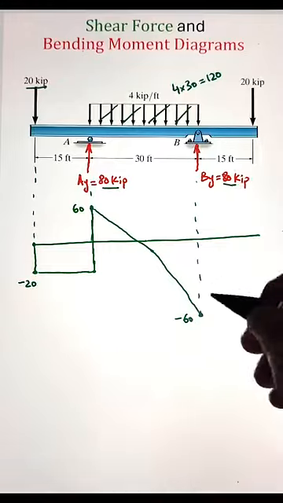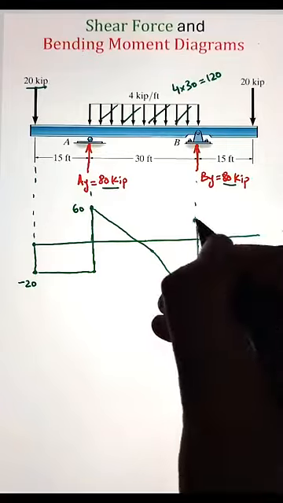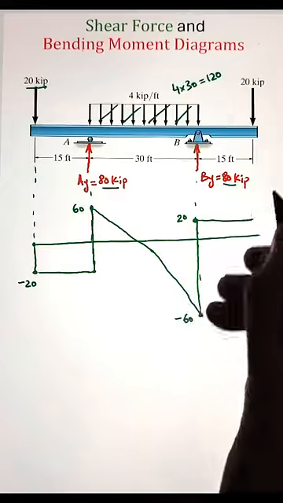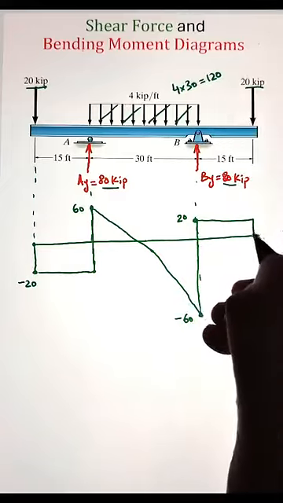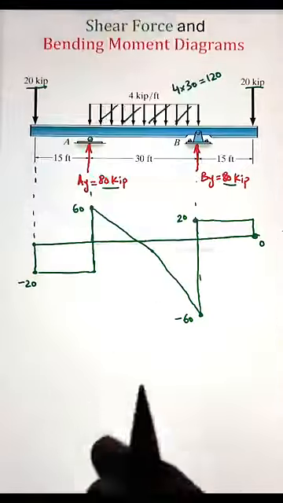After that, we have a point load of 80 kilopounds that will cause a jump up. So from negative 60 plus 80, that leaves us at 20 kilopounds. Next, we have a point load acting at the very end of 20 kilopounds, acting downward. That will cause a jump down from 20 to 0.